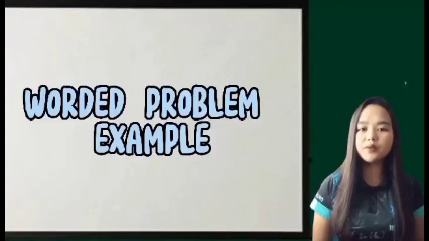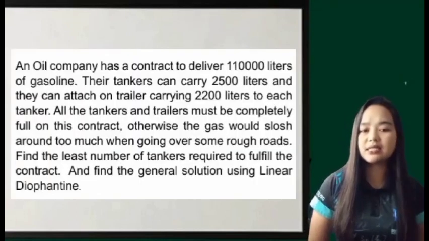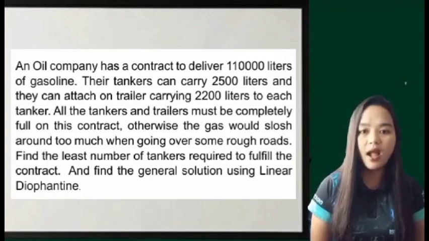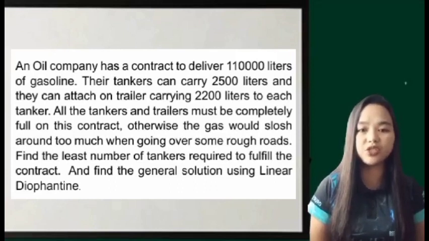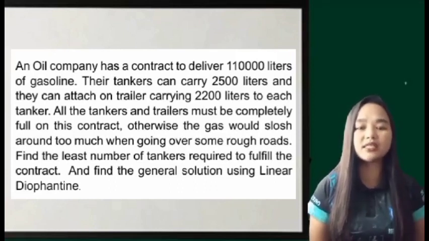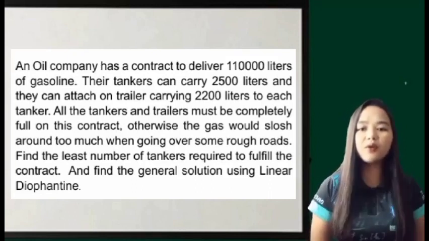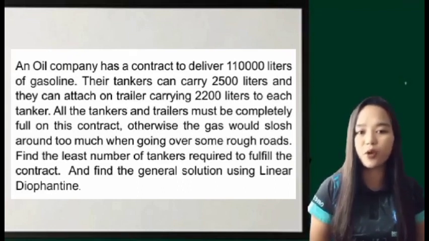So, to apply what we learned from the previous discussions, let's have a worded problem example. An oil company has a contract to deliver 110,000 liters of gasoline. Their tankers can carry 2,500 liters and they can attach a trailer carrying 2,200 liters to each tanker. All the tankers and trailers must be completely full on this contract. Otherwise, the gas would slosh around too much when going over some rough roads.